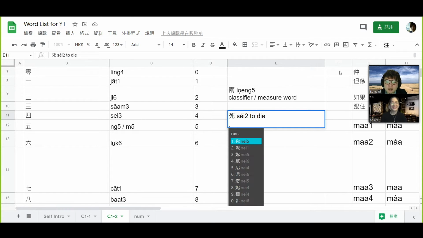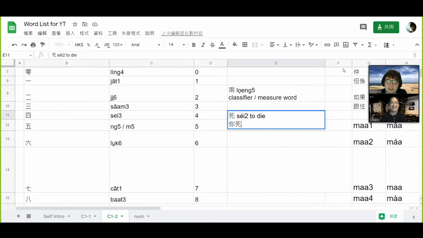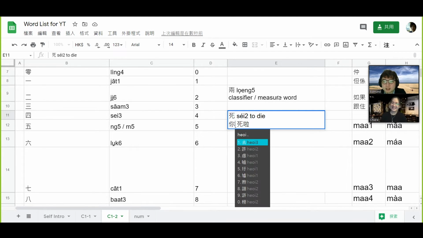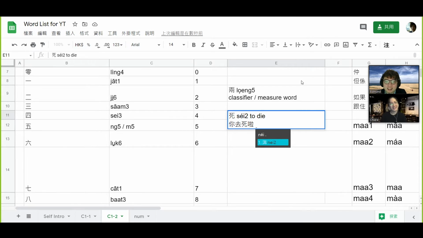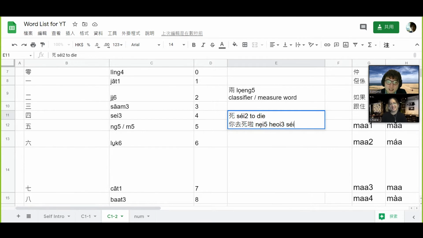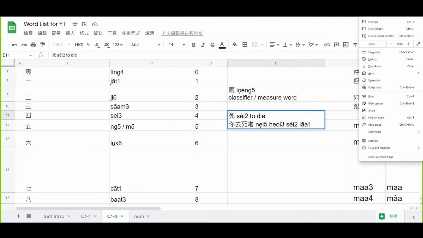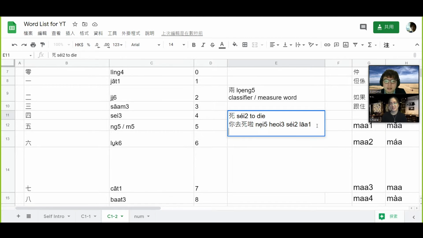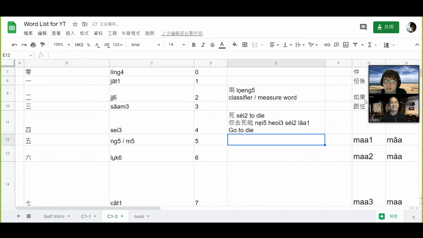Nei, nei is you. 你死啦！我話你去死啦 I think 你去死啦 is more common. You go to die. 你去 to go. 死啦 Okay, the la at the end is like a command. So go die. Go to die.